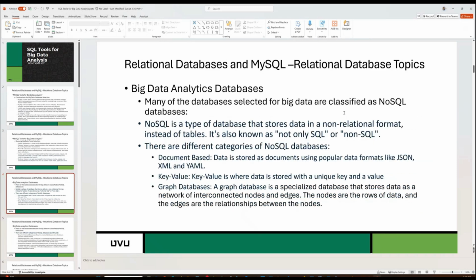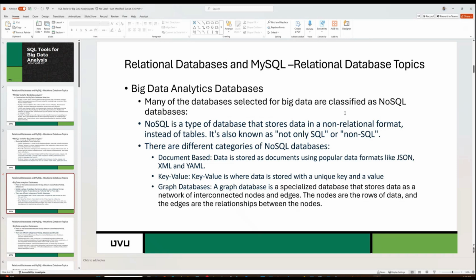We have lots of databases that could be classified for analytics, and the most popular type of database used for big data are what are called NoSQL databases, which stands for not only SQL. Some people refer to it as not only SQL because some of them do allow SQL, like Cassandra, and then some of them call them non-SQL because they have their own way of doing things.